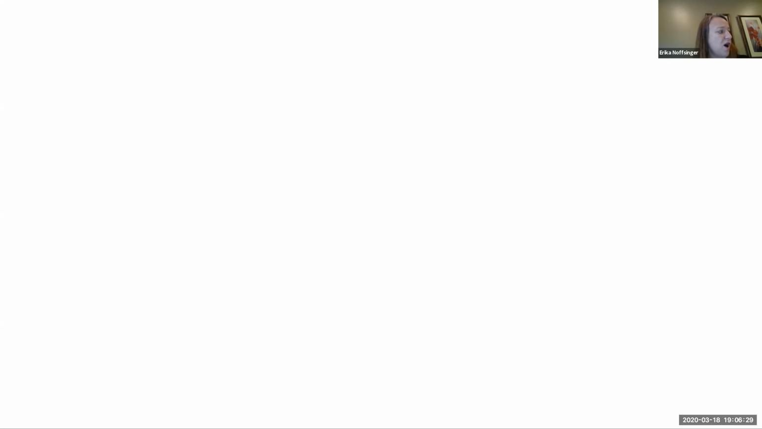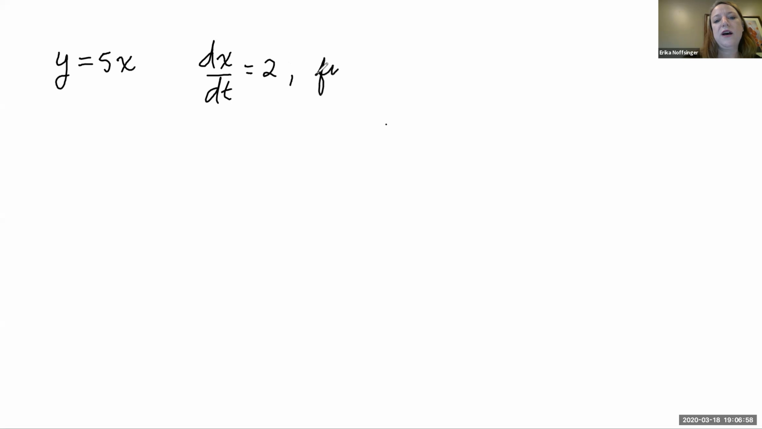Let's assume that y is equal to 5x and dx/dt is equal to 2. Find dy/dt. So we're assuming that y is equal to 5x. It gave us the derivative with respect to time, dx/dt, is equal to 2, and we want to find dy/dt.